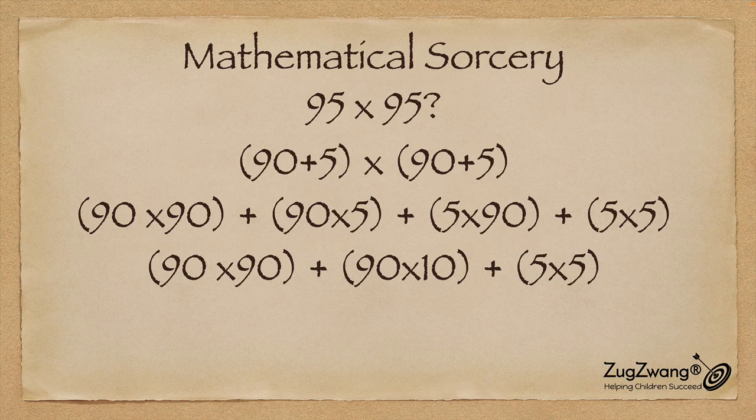So let's keep aside the 5 times 5. Let's focus on the first two terms. What's common between the two? 90 is common. So let me take 90 out. What I'm left with is 90 plus 10.